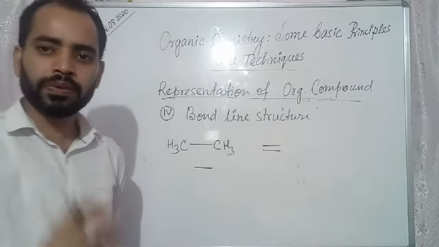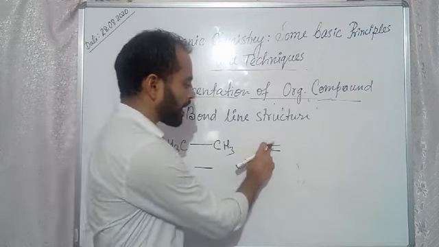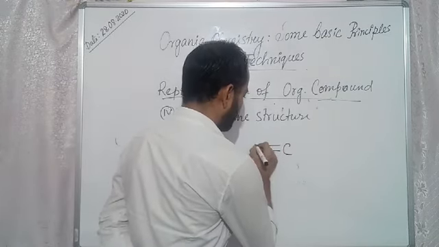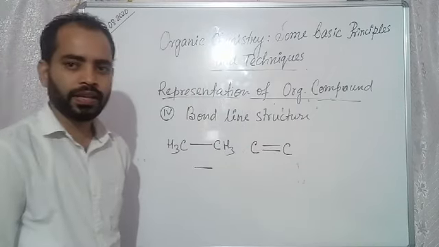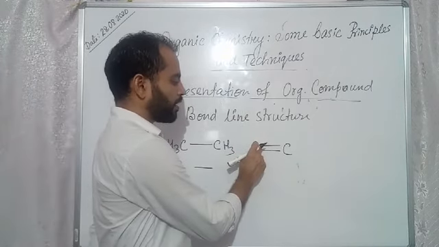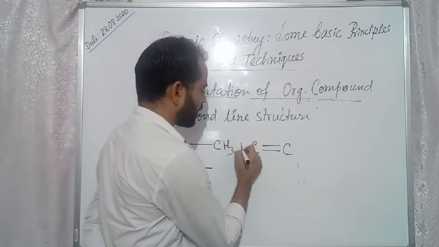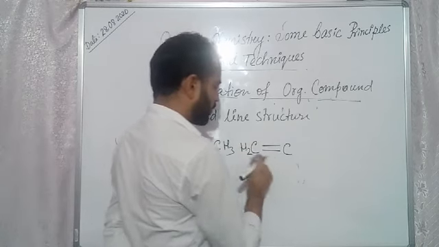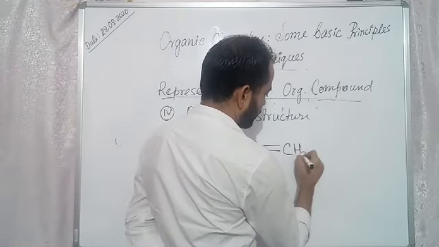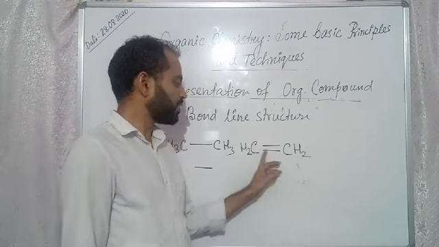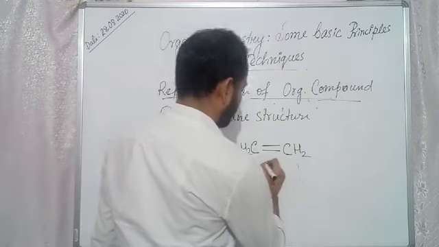Similarly, if there is a double bond, this is not one bond but two lines are there. That means at this end there is one carbon, at this one there is a carbon, and this carbon has already shared 2 electrons. So 2 remaining electrons will be shared with 2 hydrogens, and this carbon will also share 2 electrons with hydrogen. So this is your ethene molecule.